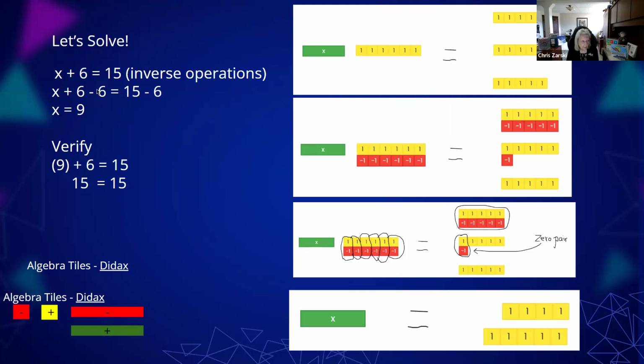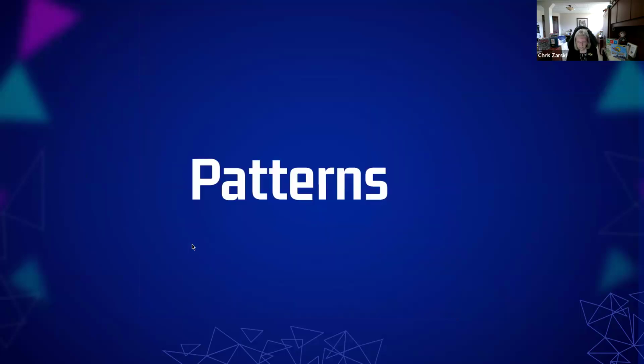So this is just another example of what I would show. X plus 6 equals 15. We're using inverse operations as stated in your curriculum document. The inverse operation of adding a 6 is a negative 6. And what do I do? I pair them up to make 0 pairs. Once I have the 0 pairs, I can get rid of them. And then I end up finding my value. In this case, the value is equal to 9.